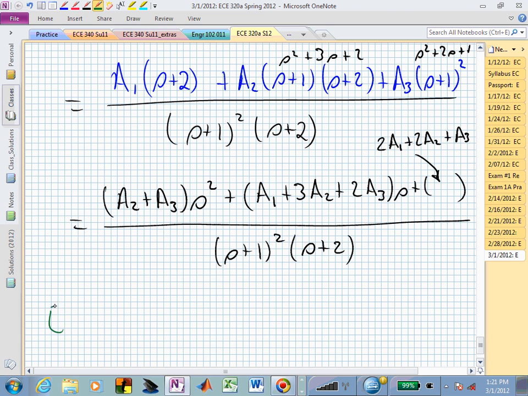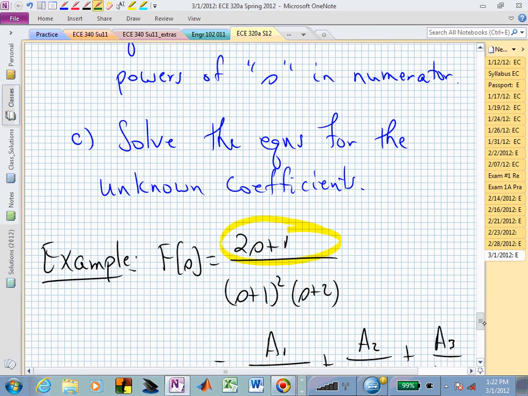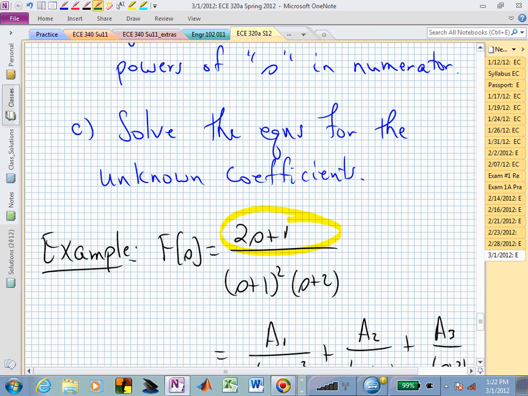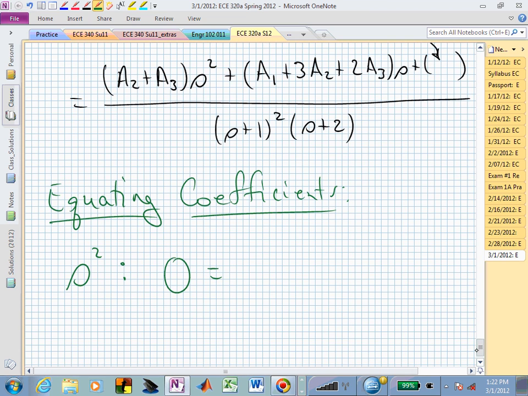If we now use that numerator and equate coefficients, now you can use all of the calculators that you claim to own. If we equate the coefficient that multiplies s squared, what did we have on the left? We have 2s plus 1. What's our s squared coefficient? Nothing. So we have 0, and that's equal to whatever is on the right that's scaling s squared.